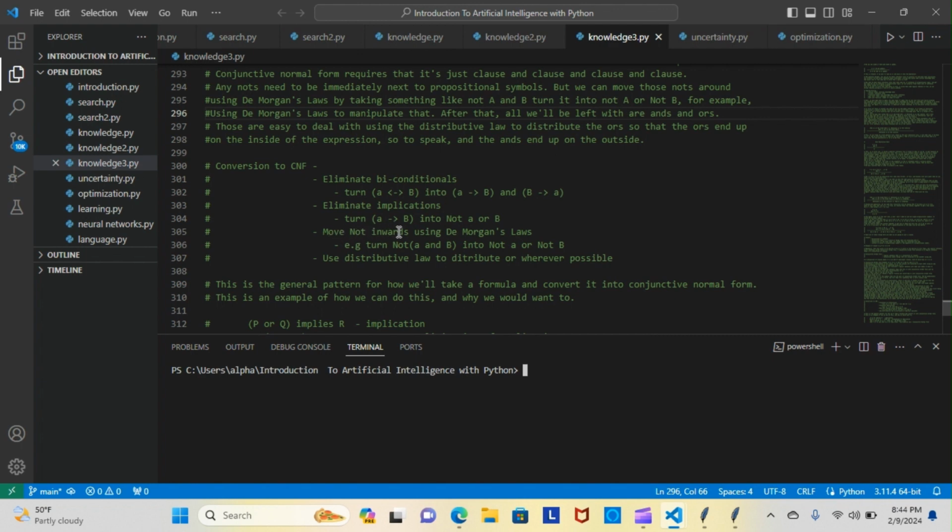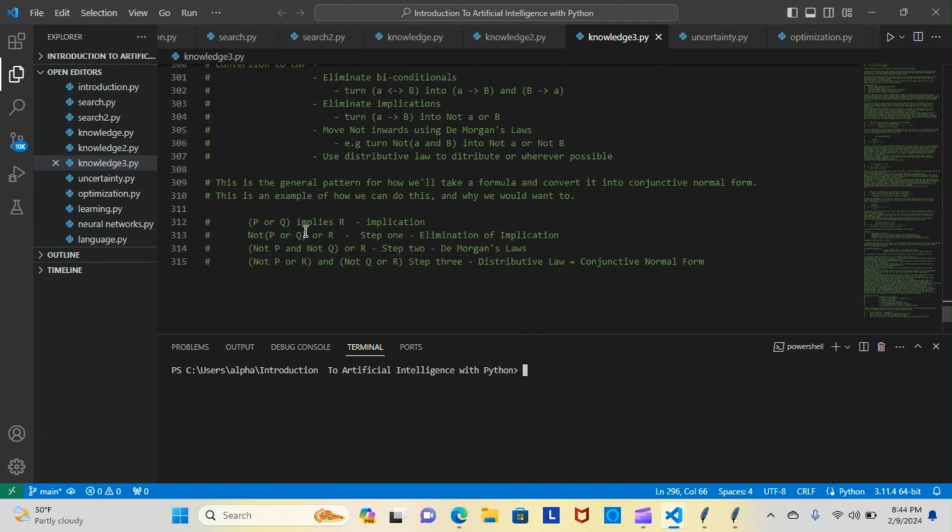Now we'll move nots inwards using De Morgan's laws. Example, turn not (A and B) into not A or not B. Lastly, we'll use distributive law to distribute or whatever possible. This is the general pattern for how we'll take a formula and convert it into conjunctive normal form. This is an example of how we can do this and why we want to.